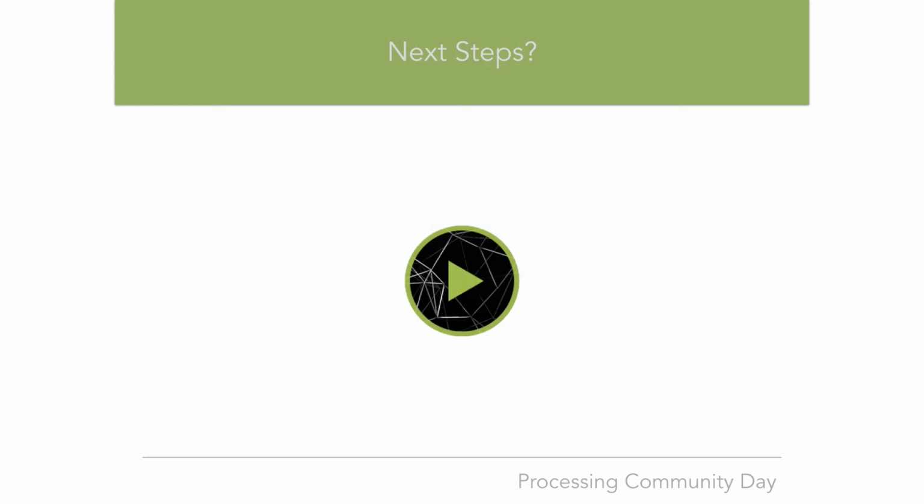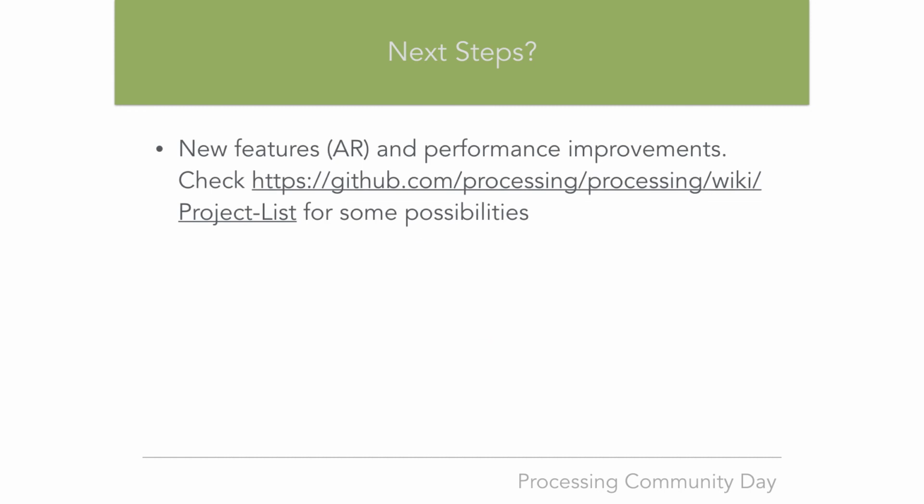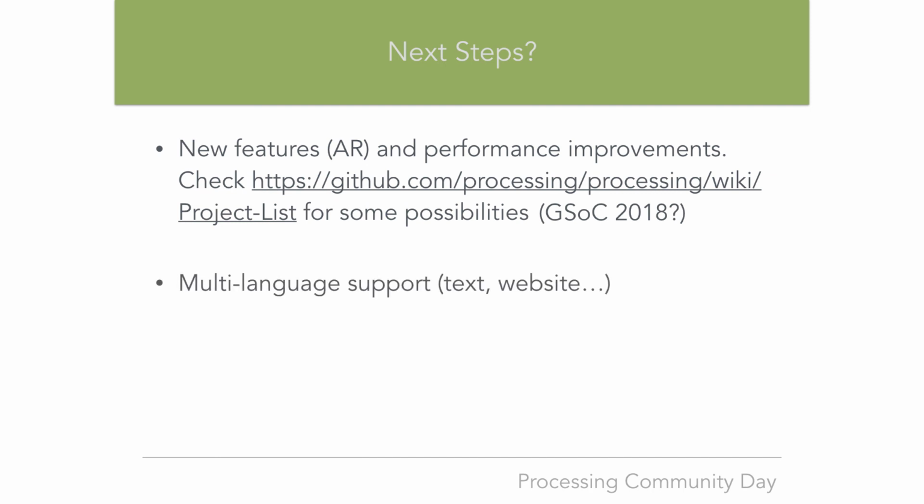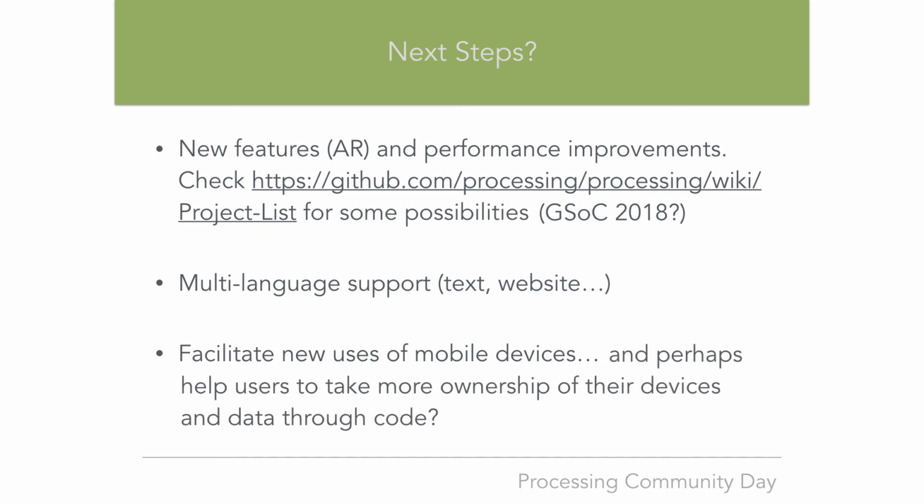So what's next? I think there are many features that are really interesting to include, like AR, also performance improvements. If you're interested to see what is possible or what is on the list of things to do, there is a wiki with projects, some of which could be done for Summer of Code next year. Also, I think it's very important to think of multi-language support, like the text in the mode and the website and other resources, since Android is used worldwide. And then it continues to be an ongoing effort to facilitate new uses of mobile devices and perhaps let people think of how they can own their devices and data through code.